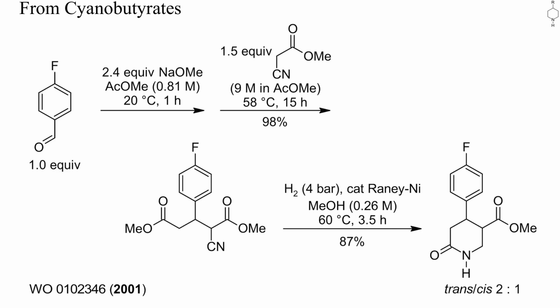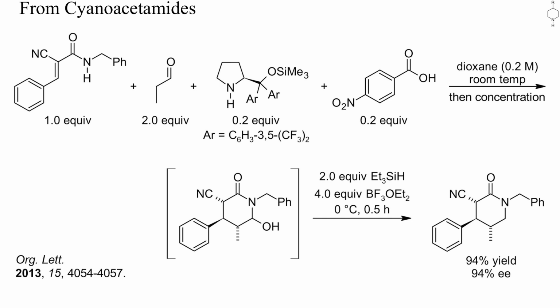In this instance the diester was hydrogenated, but it may also have been saponified and decarboxylated prior to the hydrogenation to obtain a non-carboxylated 4-aryl piperidinone. Here, a cinnamic acid amide underwent an enantioselective Michael addition with propanal and 20% of a proline-derived catalyst. Reduction of the product with triethylsilane gave the target piperidinone with excellent enantioselectivity and yield.